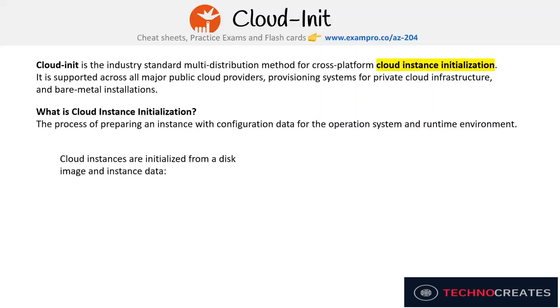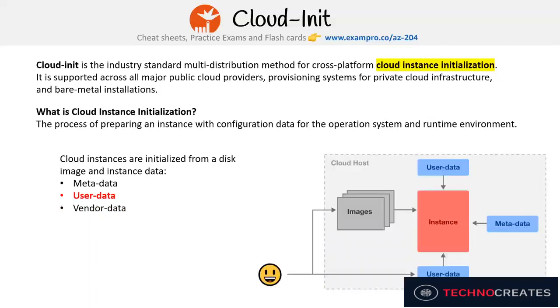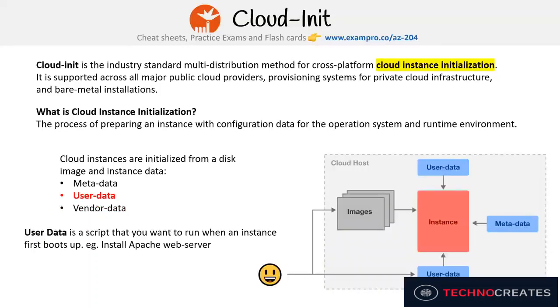And so the idea is that you're going to have cloud instances that are initialized from a disk image and instance data, right? So the image is whatever the VM image is, but you're going to have data such as metadata, user data, and vendor data. I'm not going to get into all the data. I just want you to know the one you'll be working with, which is user data. User data is a script that you want to run when an instance first boots.